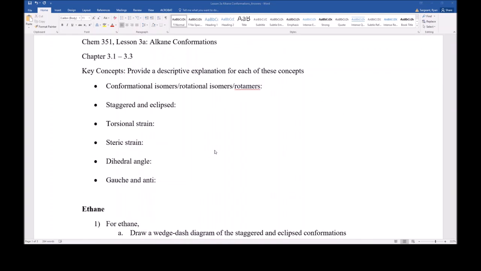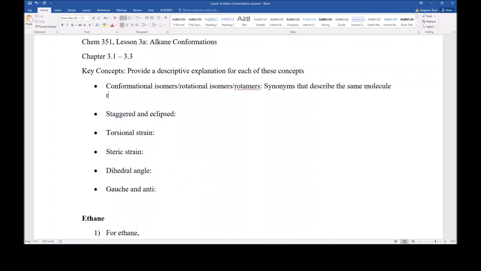I always forget to fill these in for you, and I suppose I should probably stop and let you do it yourself. But because these are a lot of new concepts, let me help you out with this. Conformational isomers, rotational isomers, and rotamers are synonyms that describe the same molecule rotated to a different orientation. And it would be helpful if we just had one term for all three of those, but we don't. We have the three terms.